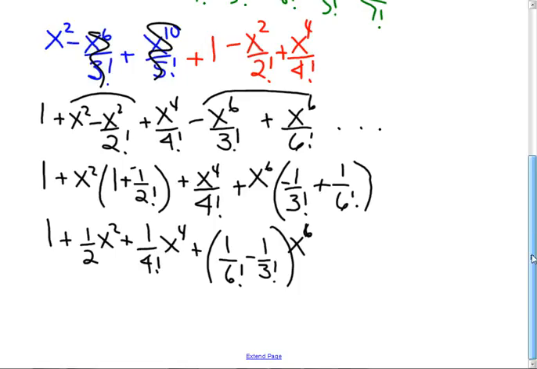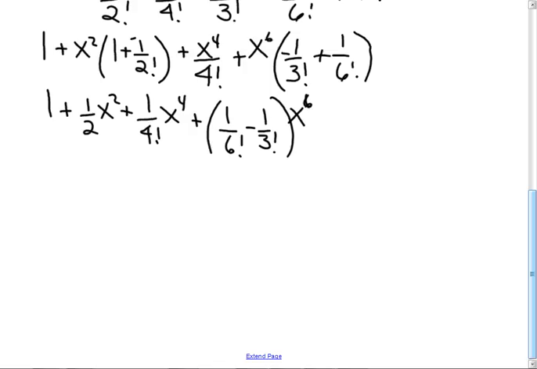Okay, you guys, it wants the 6th derivative of this function. The Maclaurin polynomial looks like f of 0. What's f of 0?